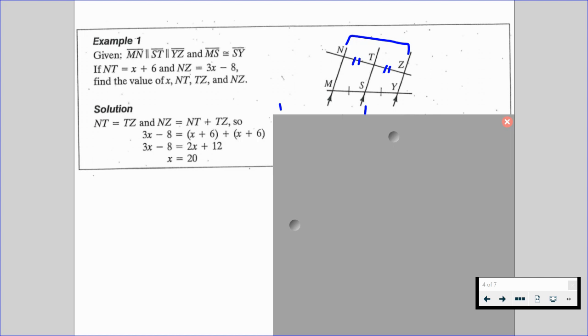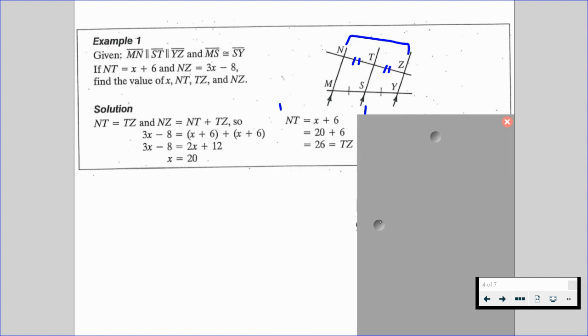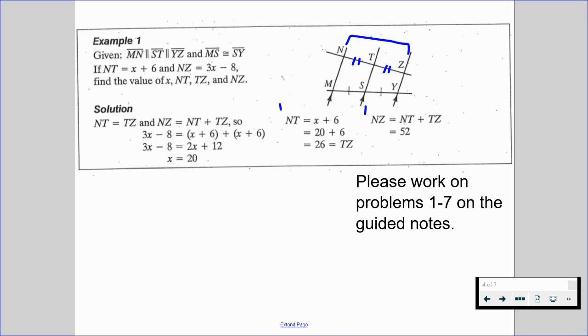And we aren't just done yet. We had to find the value of x, and now we have to find the specific lengths of NT, TZ, and NZ. Again, we knew that NT was equal to x plus 6. We substitute that in, we get 26, and it's the same length as TZ because those two segments are congruent. And lastly, NZ, we plug it in and we get 52 because double 26 is 52. With that in mind, please work on problems 1 through 7 on the guided notes and resume when you're ready to move forward.